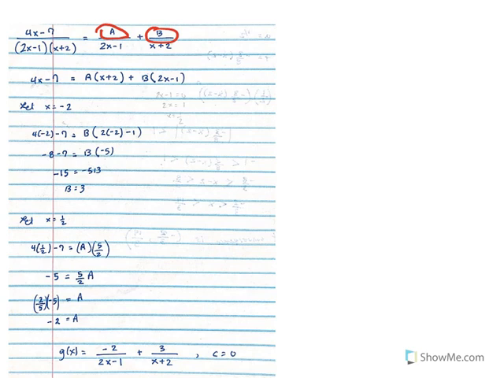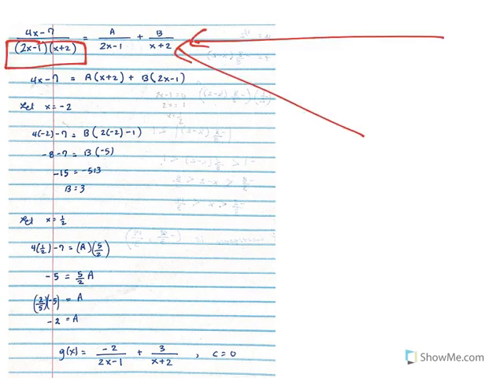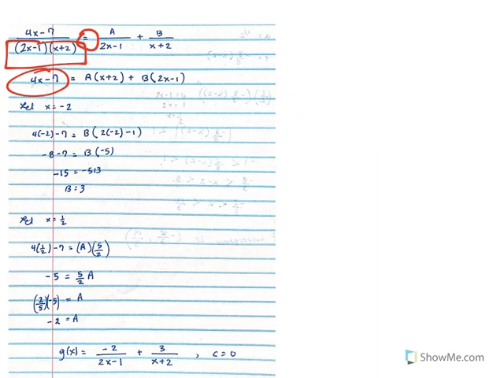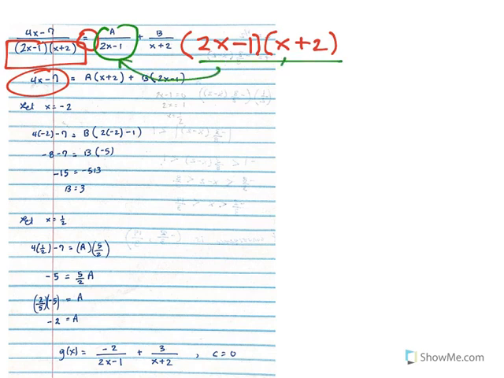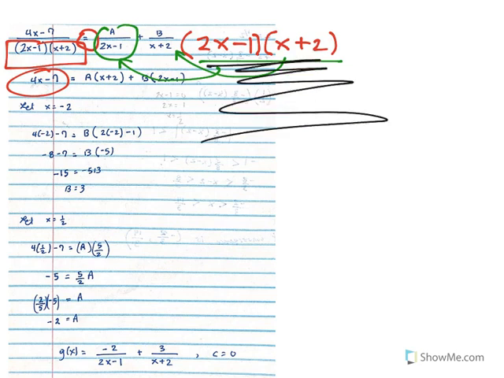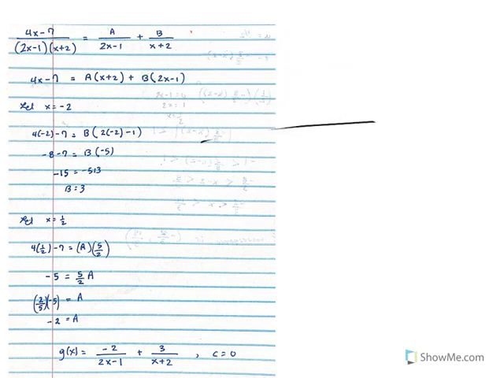So the next step to accomplish that is to multiply both sides of this equation by the LCD. When you multiply by 2x minus 1 times x plus 2 on the left side of the equation, you will just be left with 4x minus 7. And when you multiply by 2x minus 1 times x plus 2 on the right side of the equation, you will distribute the LCD to each partial fraction. And when you do that, the denominator of each partial fraction will cancel with one of the factors from the LCD, and that results in a times x plus 2 plus b times 2x minus 1. So this is called the basic equation.